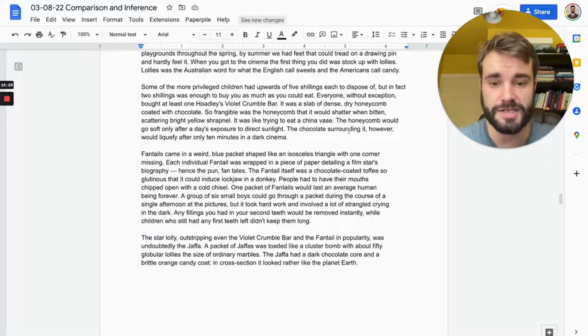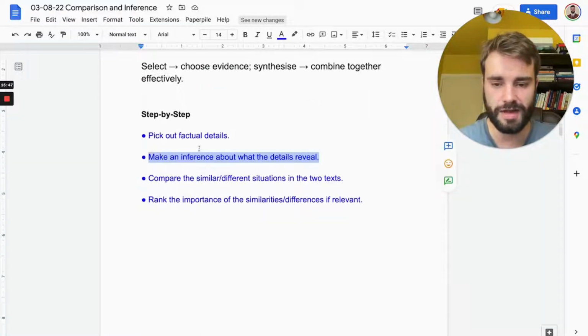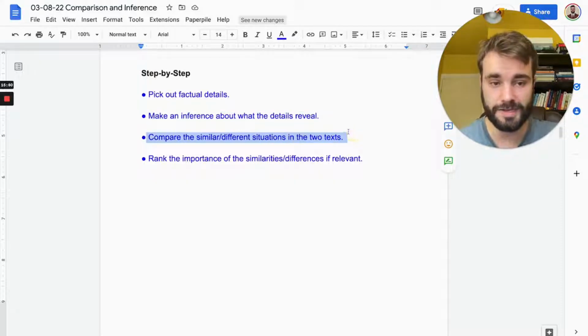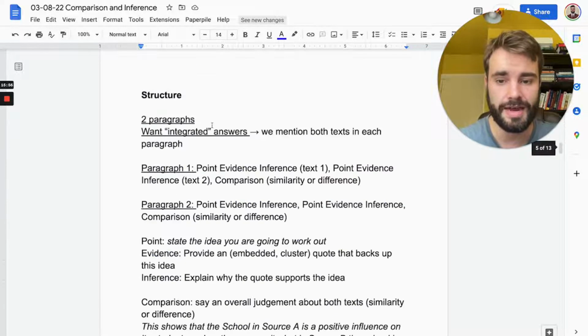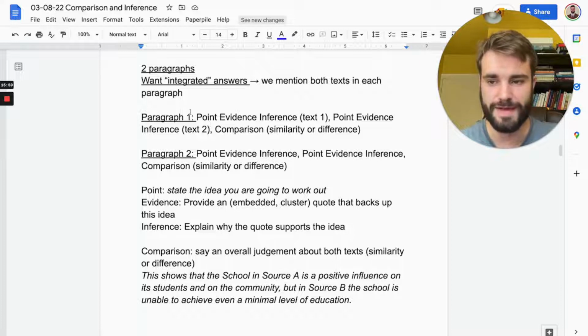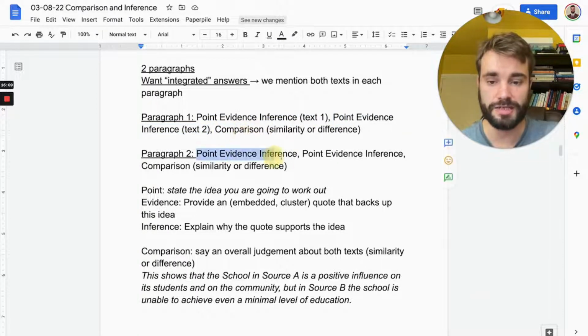But can you now see how you can think of similarities and differences between the overall attitudes of both these texts, and can you see how answering Language Paper 2 Question 2 is so much easier using this method? To recap, what you need to do when you are reading the text is pick out the important details, make an inference, so work out what they reveal, compare the different or similar situations between the two texts, and then rank the importance of those similarities so you know what to write about, and your paragraphs, 2 paragraphs, are going to follow the PIE-PIKE structure. Point, evidence and inference about text 1, the same thing about text 2, then a comparison. Then you repeat the whole structure in paragraph 2, so you mention both texts in both paragraphs.